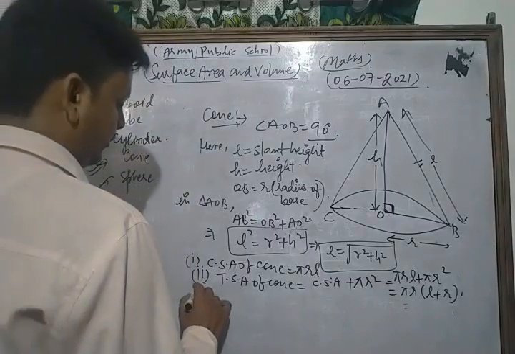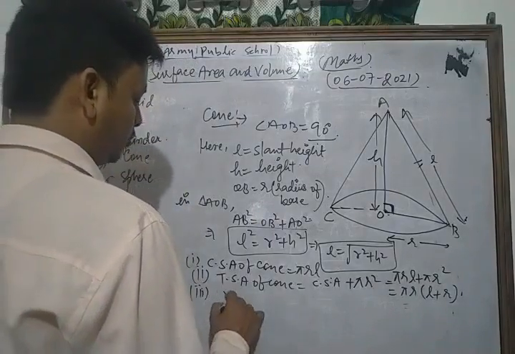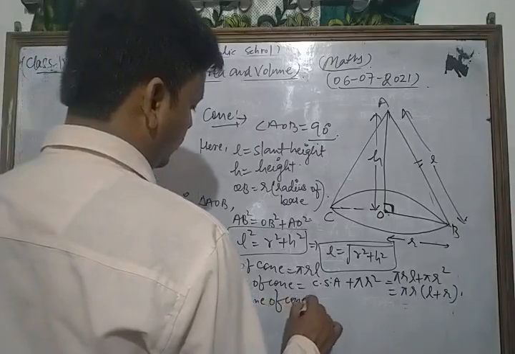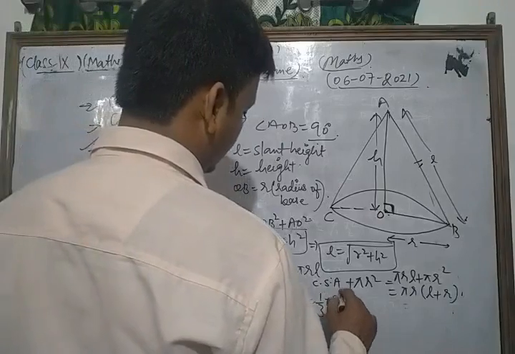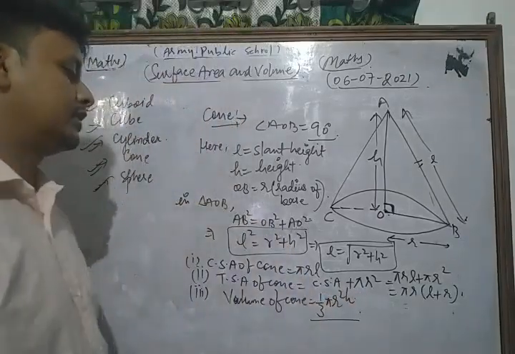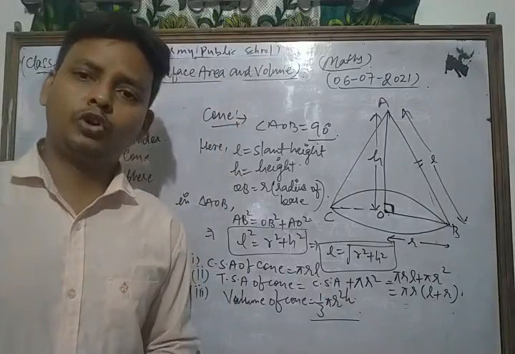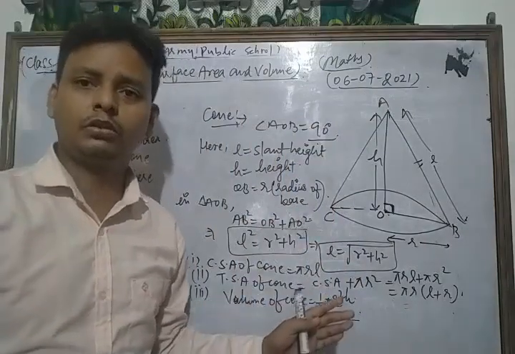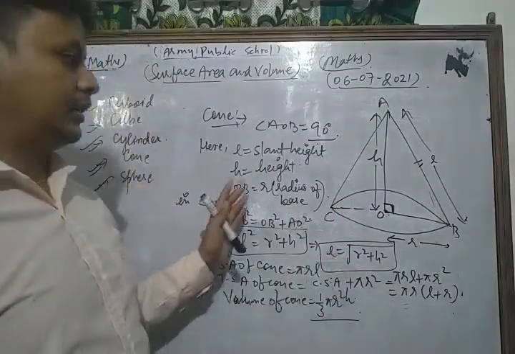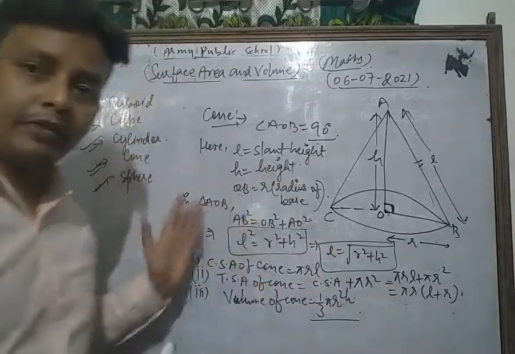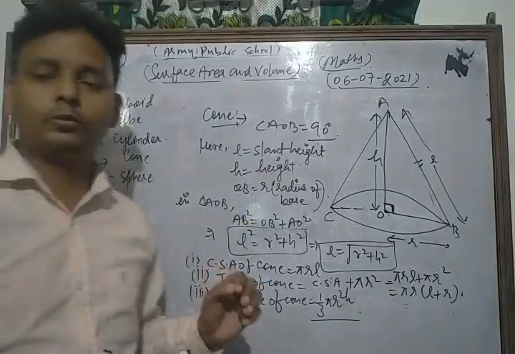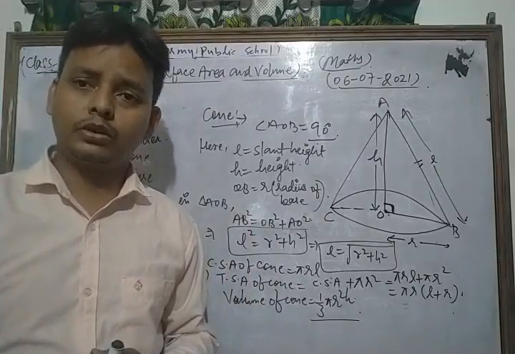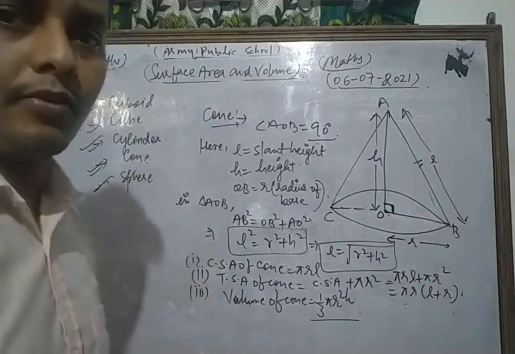And the last and a very important formula, volume of cone. Volume of cone is what? 1 upon 3 pi r square into H. This is the formula for the volume of a cone. So all these are the concepts of the cone. So please learn each and every formula related to each and every solid like cuboid, cube, cylinder, cone. Now we are going to discuss the sphere and its important formulas. Okay, let's see.